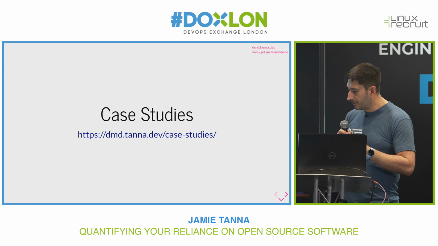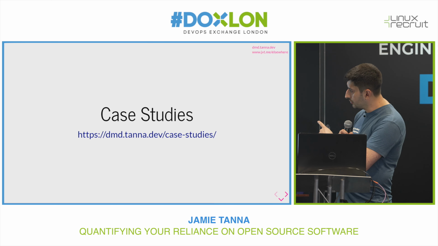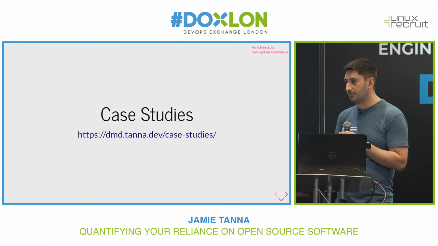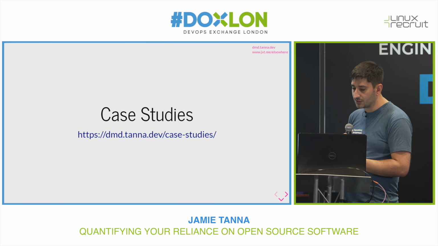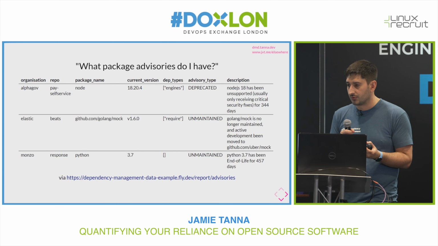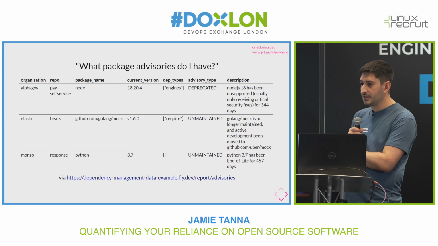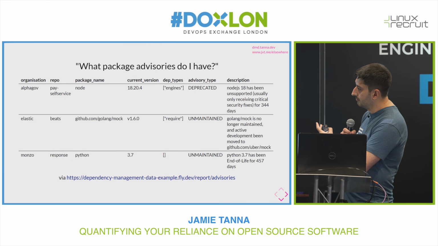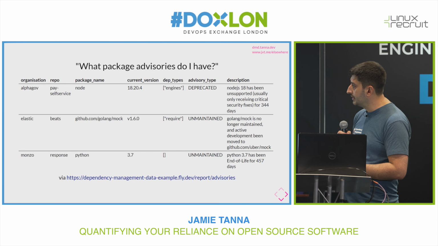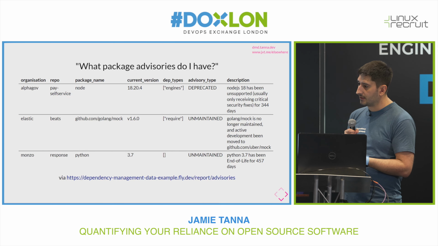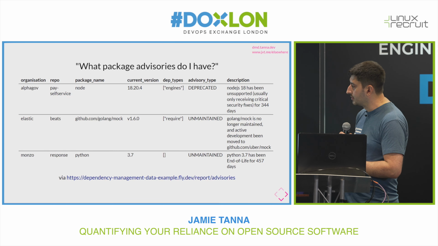So we've talked about a few of the use cases, but on the doc site, there are, I think, 5 or 6 much more in-depth examples that also go into some of the things we're about to talk about. So, for instance, what package advisories do I have? These are real-life pieces of data as of this morning. For instance, with Elastic in the Beats library, we are depending on a dependency that has been explicitly unmaintained. And so we need to move to the recommended one.